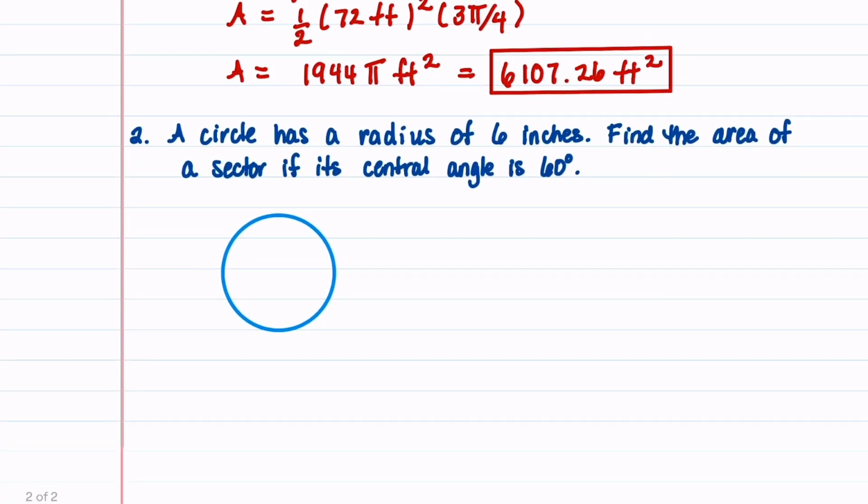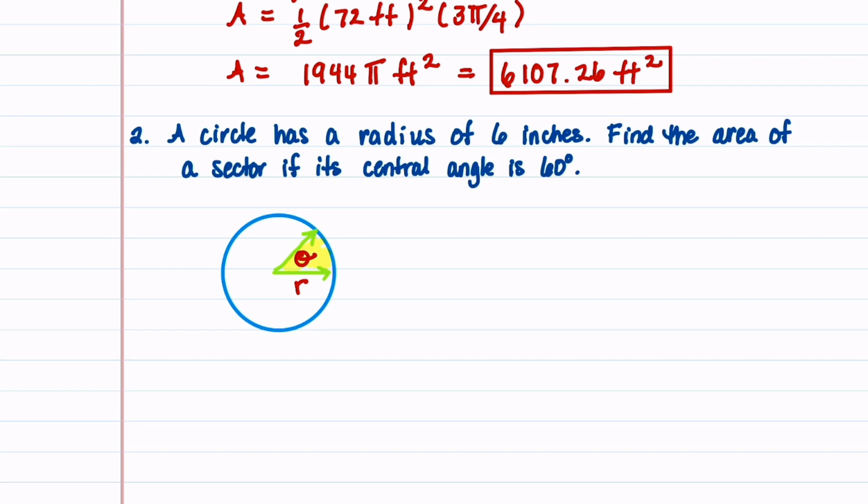In our second problem, we have a circle with a radius of 6 inches, and we're asked to find the area of a sector if its central angle is 60 degrees. So just like we did in our first problem, let's write down the radius in our picture. And our angle is 60 degrees. So it's going to look like this. And we'll label this as r and theta. And then the last bit is we'll highlight the area of the sector that we're being asked to find.